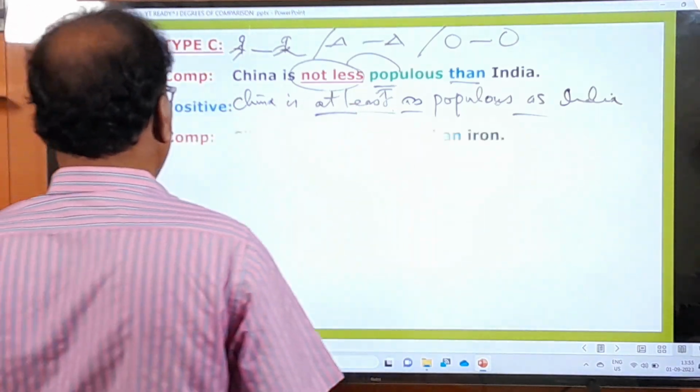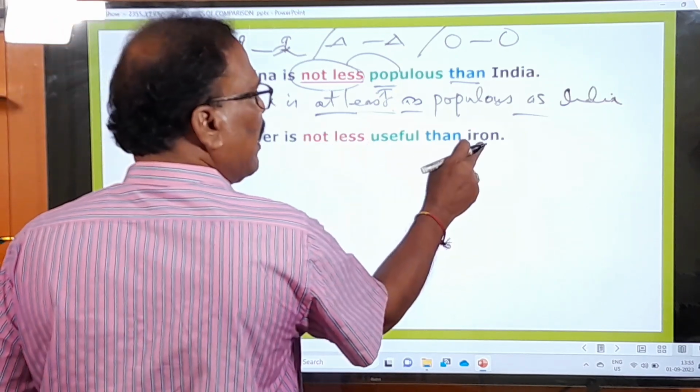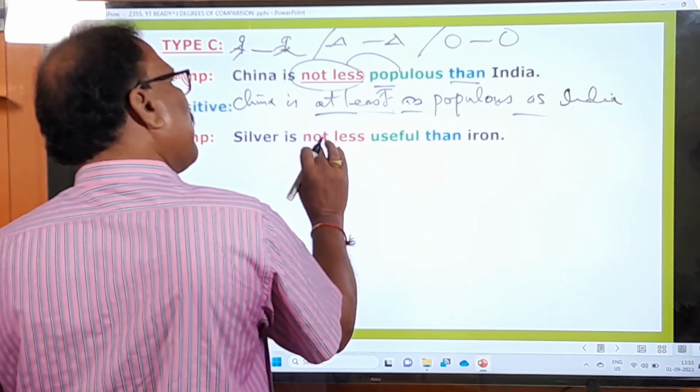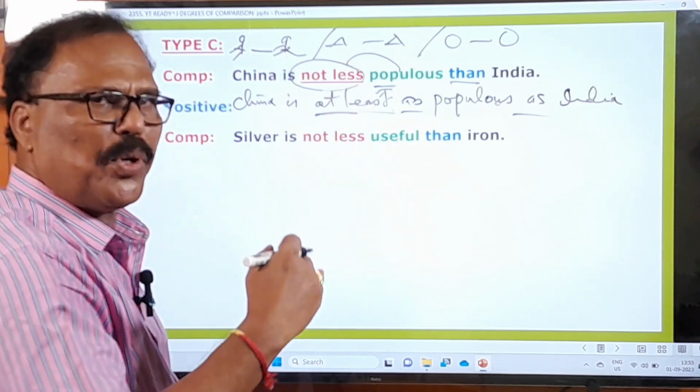And then now let's go to the next example. Silver is not less useful than iron.